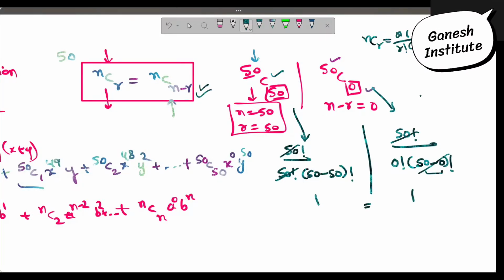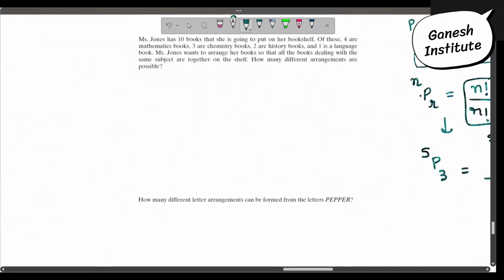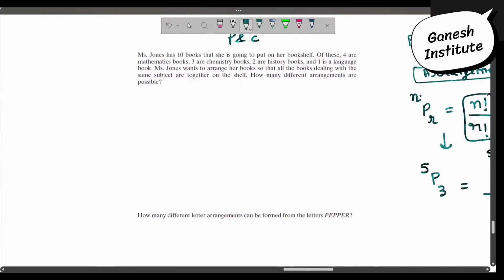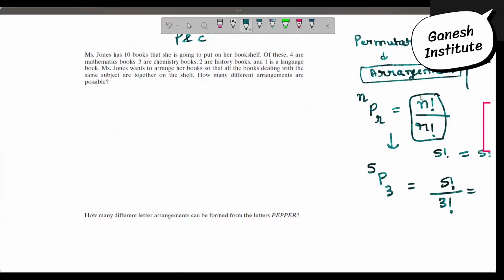Let's come back to the questions now. How to see whether it is a question of permutation or combination. Read this. Miss Jones has 10 books that she is going to put on a bookshelf. Of this, 4 are mathematics books, 3 are chemistry books, 2 are history books, and 1 is a language book. Miss Jones wants to arrange her books so that all the books dealing with the same subjects are together on the shelf. How many different arrangements are possible?